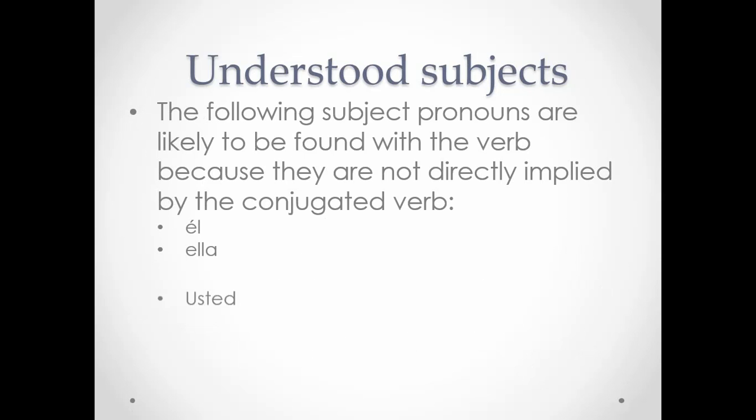Él, ella, and usted are our third person singular pronouns. He, she, formal you. And then our third person plural pronouns, ustedes, ellos, and ellas, are also more likely to be included because they're not directly implied by the conjugated verb. And in my class, when I give you sentences that begin with the subjects of él, ella, usted, ustedes, ellos, or ellas, I want you to include those subject pronouns and not just use the conjugated verb form for clarity's sake.